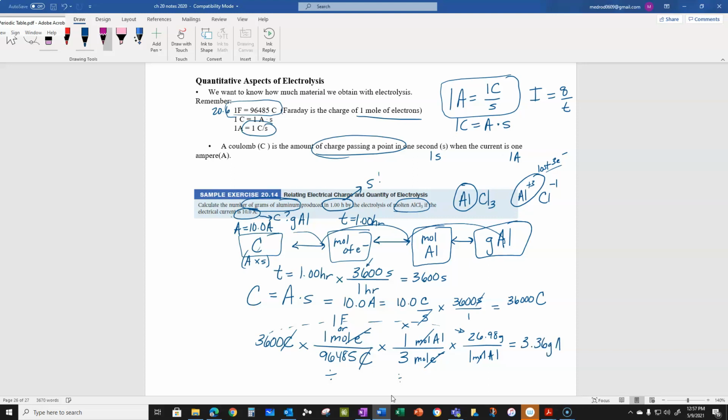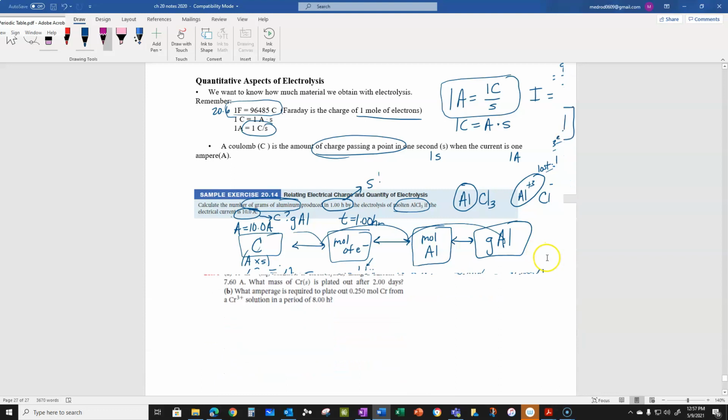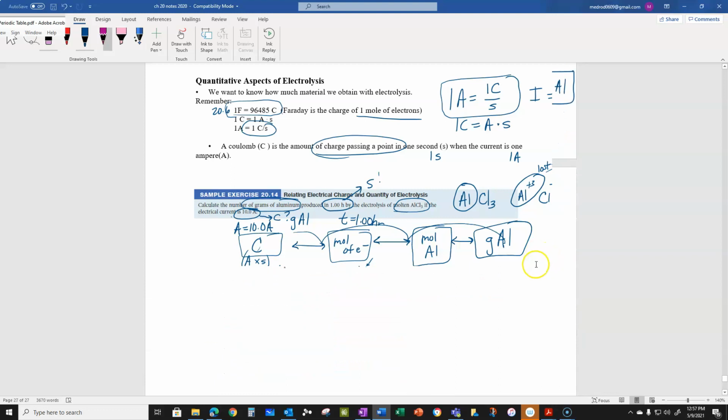3.36 grams of aluminum are needed to produce an ampage of 10 amps in 1 hour. Okay, that's the calculation you need. So think of this roadmap, ladies and gentlemen. It will help you with whether you have to go to coulombs or amps or go to grams or moles. It will help you get there. Okay, I did bring in 2 more examples because this is the type of equation, ladies and gentlemen, that you just need to practice it.